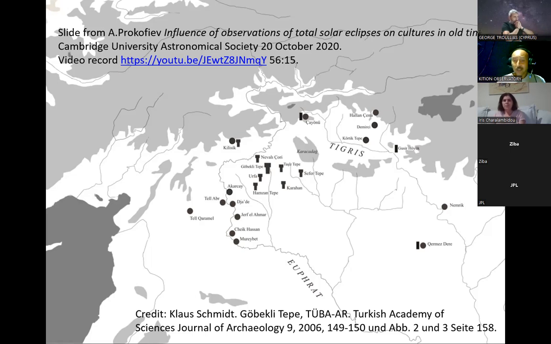And linguists show independently that it is at this place where people should speak Nostratic. So it came not simultaneously, it came from different areas. So linguists discovered that it should be here. Meanwhile, Klaus Schmidt excavated Göbekli Tepe and all others.